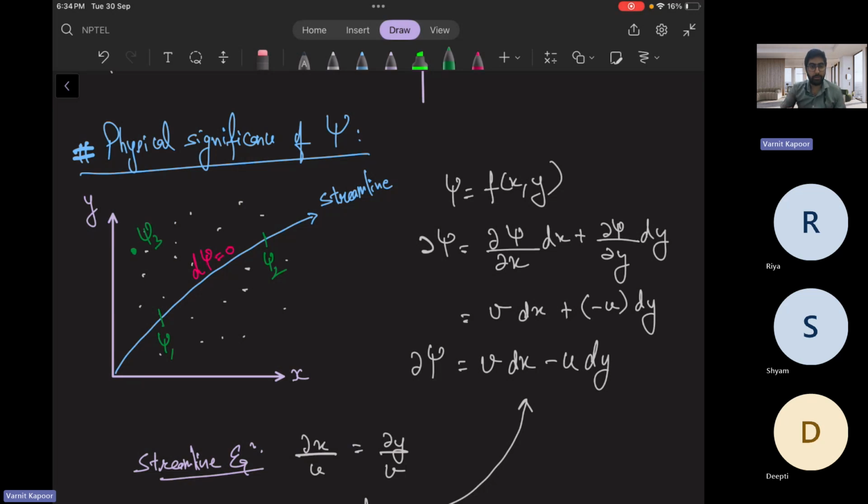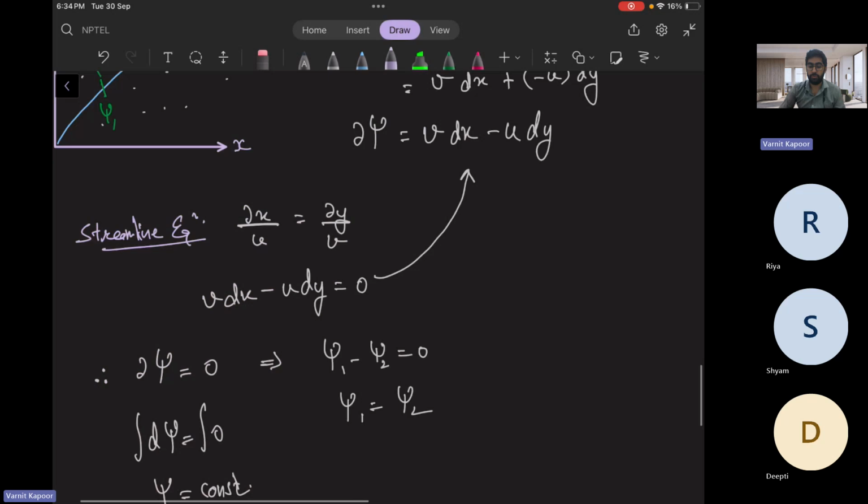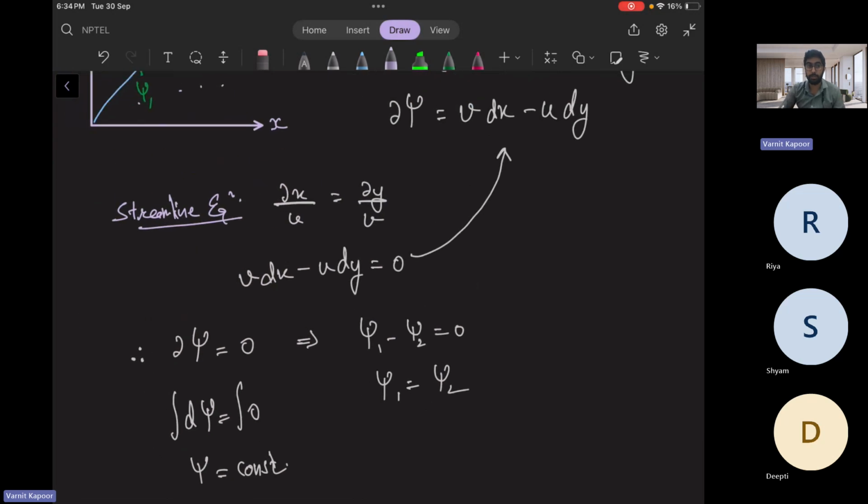So psi 3 is at a point on another streamline. Across the streamline, suppose this value is 0, let us say psi 3 is 0. There is no streamline, so you can say that the difference dou psi is non-zero here, because psi 1 is non-zero and psi 3 is 0. So dou psi will be non-zero for this. The potential function is not constant across the streamline, but along the streamline it is constant.